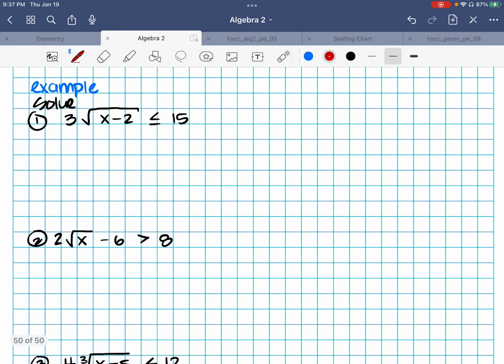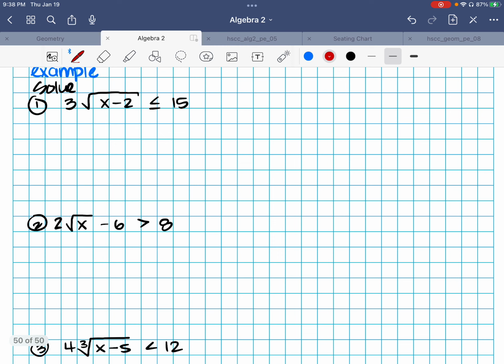Question number 1, solve 3 square root of x minus 2 is less than or equal to 15. So what we're going to do here is solve it like we would solve any radical equation. We're going to divide both sides by 3. We're going to isolate the radical. Dividing both sides by 3 gets rid of the 3 and gets the radical by itself. So we have the square root of x minus 2 is less than or equal to 5.